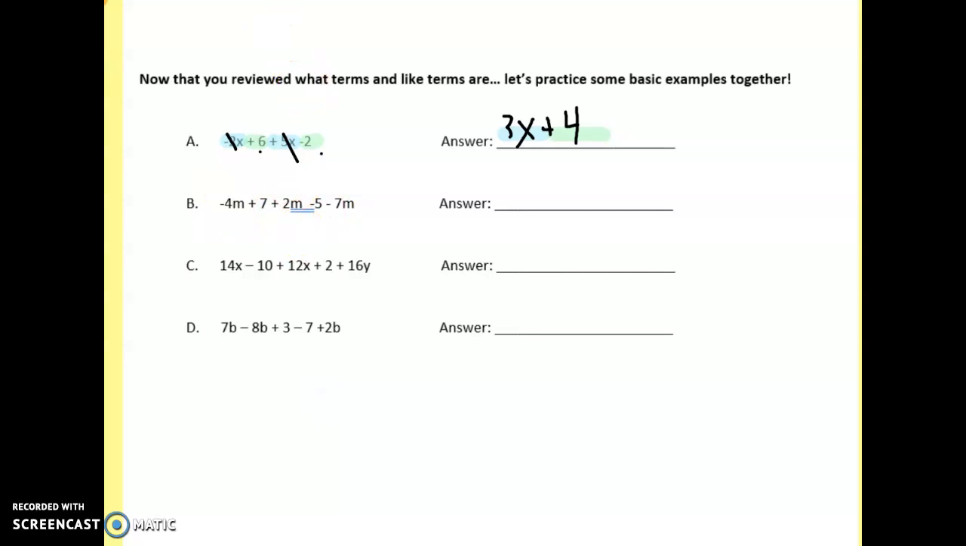All right, taking a look at B here, we have negative 4m plus 7, or plus 2m minus 5 minus 7m. So you should have hopefully been able to hear or see, we got some m values, right? Negative 4m plus 2m minus 7m. So if I put all those together, my calculator in your head, negative 4 plus 2 minus 7 is going to give you negative 9. So negative 9 is the first part.